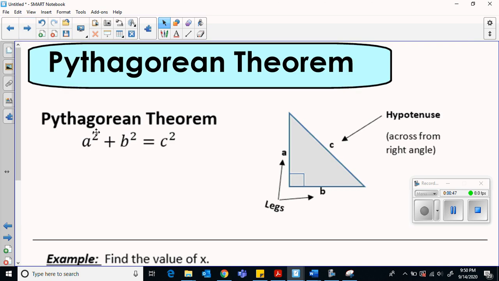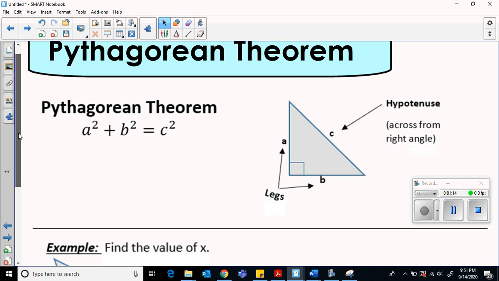Remember, you can use the Pythagorean theorem when you have a right triangle. And when you have the right triangle, the Pythagorean theorem helps you find the length of one of the missing sides. For what we're going to do right now, we're going to be using it to find the hypotenuse. And we'll get more to that. The Pythagorean theorem is a squared plus b squared equals c squared. And remember, this formula will always be on your formula sheet.